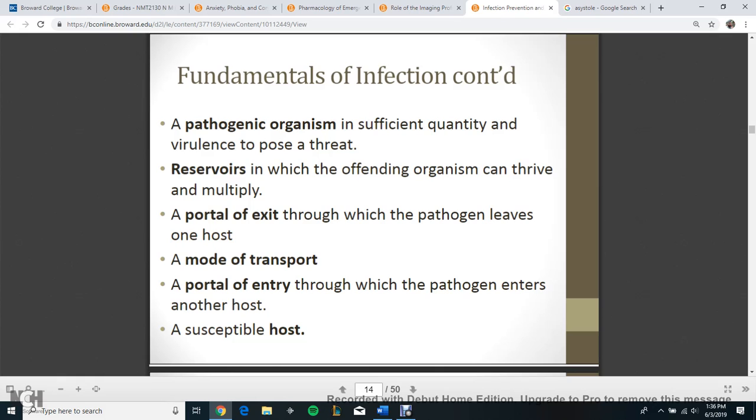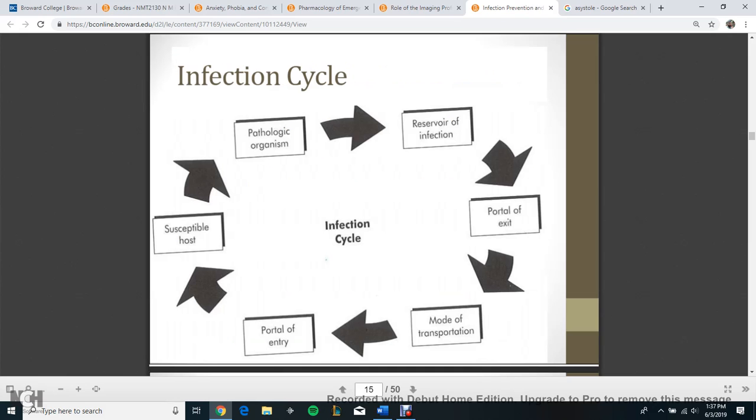Reservoirs in which the offending organism can thrive and multiply. A portal of exit through which the pathogen leaves one host, a mode of transport, a port of entry through which the pathogen enters another host, and a susceptible host. We have the infection cycle, which was all of those things I just said.